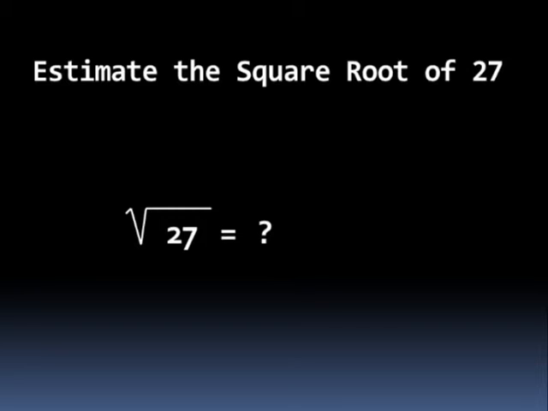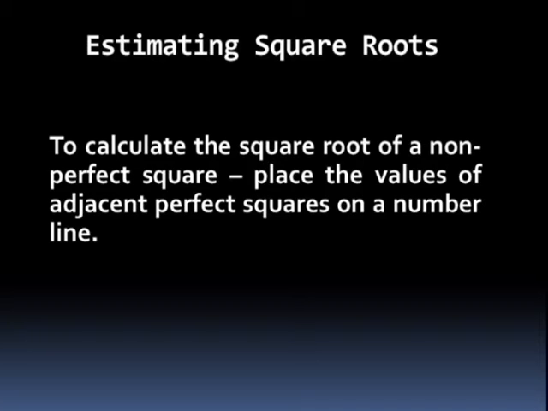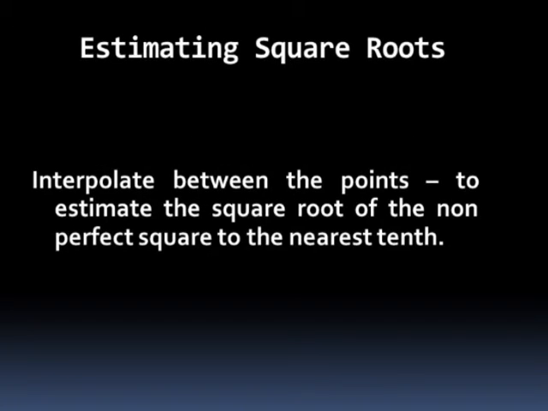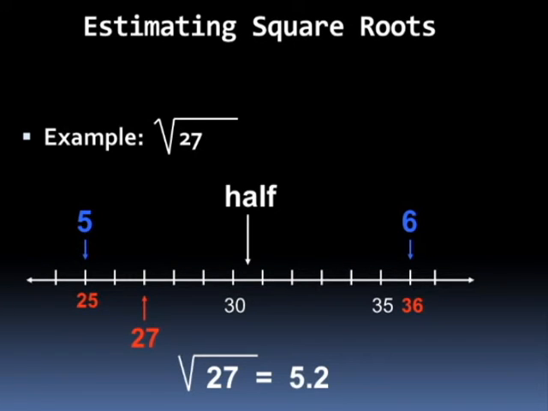How about the square root of a number like 27? 27 is not a perfect square. So we must use another method to calculate its square root. To calculate the square root of a non-perfect square, place the values of adjacent perfect squares on a number line. The next step is to interpolate between the points to estimate the square root of the non-perfect square to the nearest tenth. Let's take a look at the example 27 again. What are the perfect squares on each side of 27? Actually 27 is between the perfect squares 25 and 36. And the square root of 27 is estimated at 5.2.